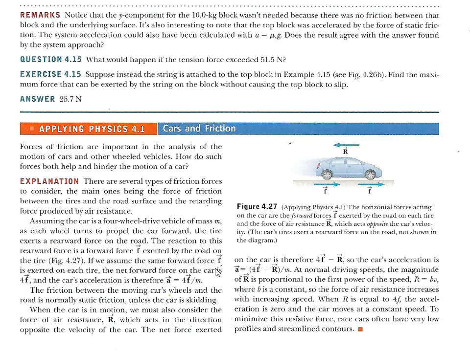Finishing off, there is an Applying Physics 4.1 talking about a car. The force of friction is a static friction because the tires are not sliding on the road, but the static friction from the road on the tires is going forward. The static friction from the tires on the road is going backwards. Also, the air resistance, R, is acting backward on the car.